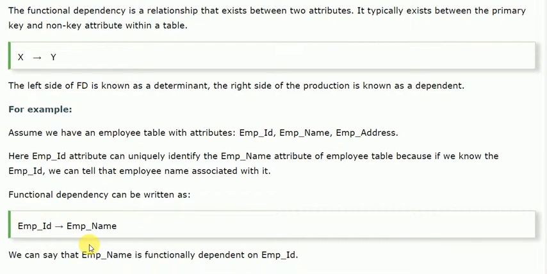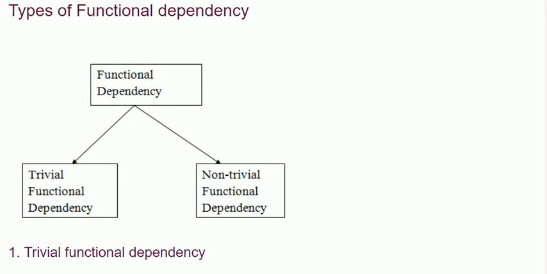Next we will see the types of functional dependencies. These are the two types: trivial functional dependency and non-trivial functional dependency. These two are studied one by one to understand what is trivial and what is non-trivial functional dependency. Trivial and non-trivial functional dependencies are used further in the normalization process. Now let us understand what a trivial functional dependency is.